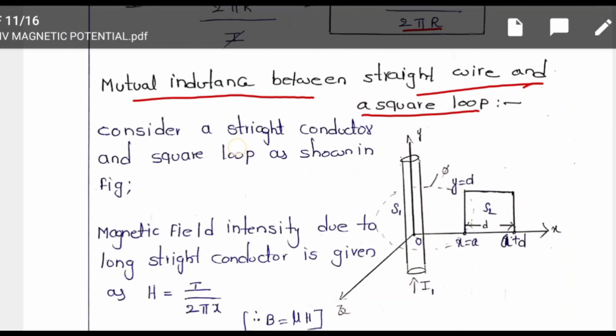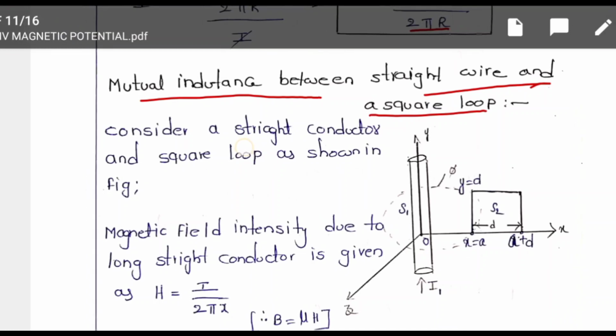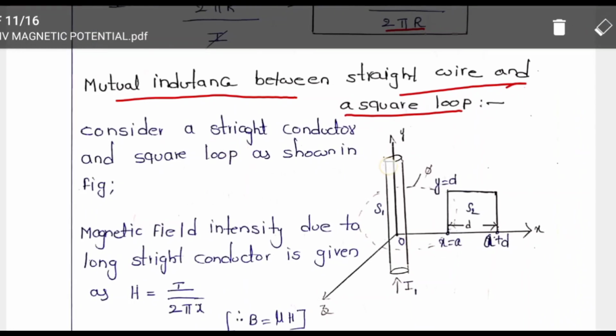Now consider a straight conductor. A straight conductor in the Cartesian coordinate system, current flow through this conductor is I1. The straight conductor is placed at the origin along the y-axis. Magnetic field intensity due to a long straight conductor is given by H equal to I by 2 pi x, at a distance x equal to a.